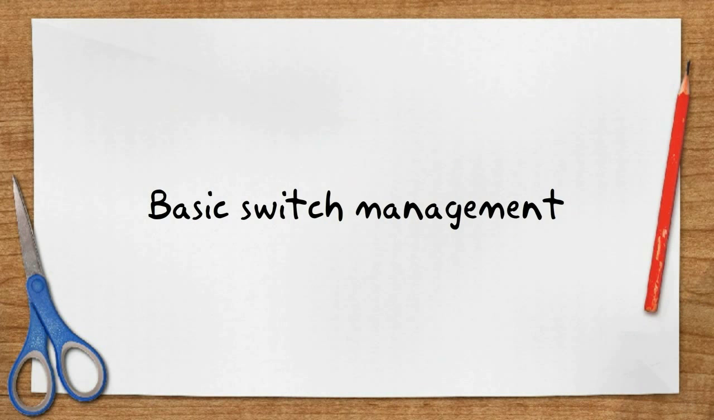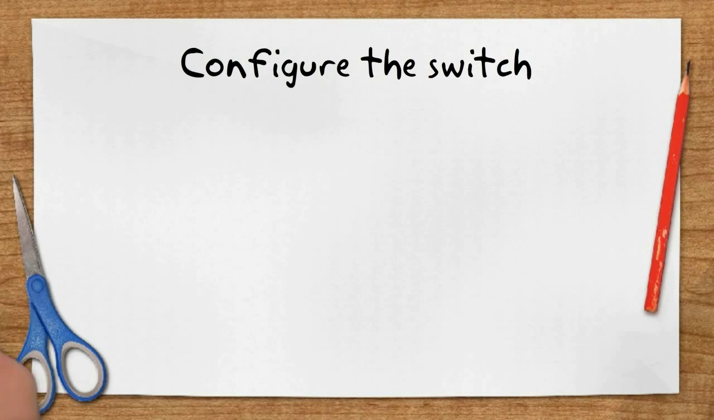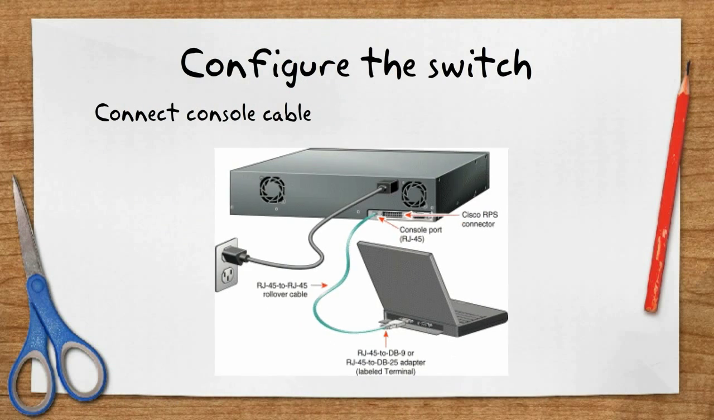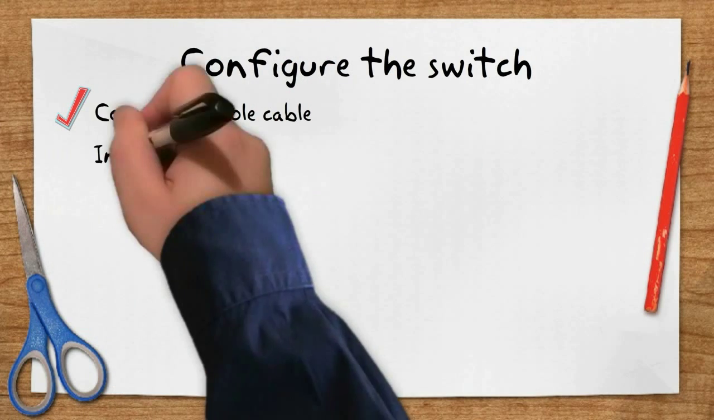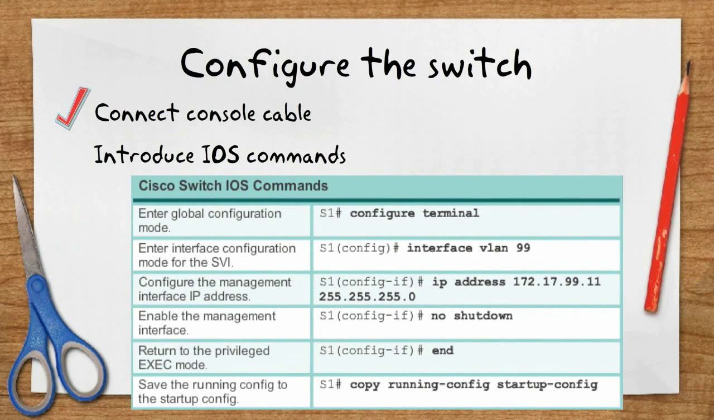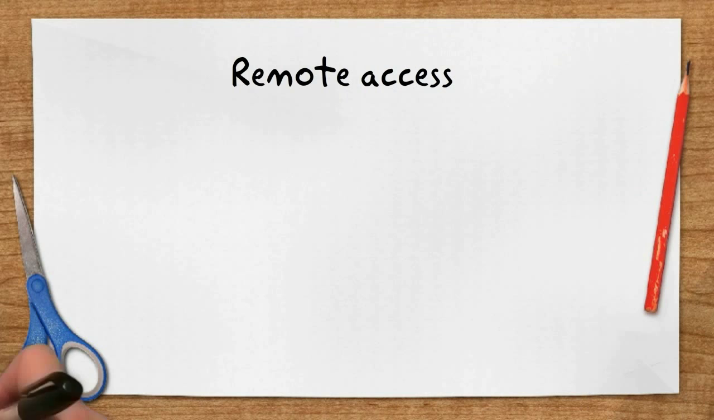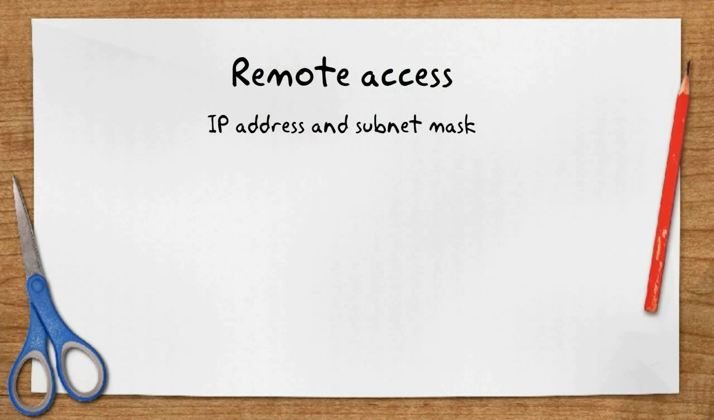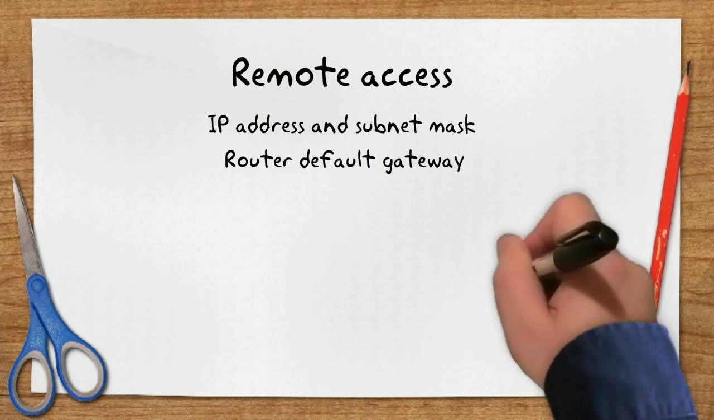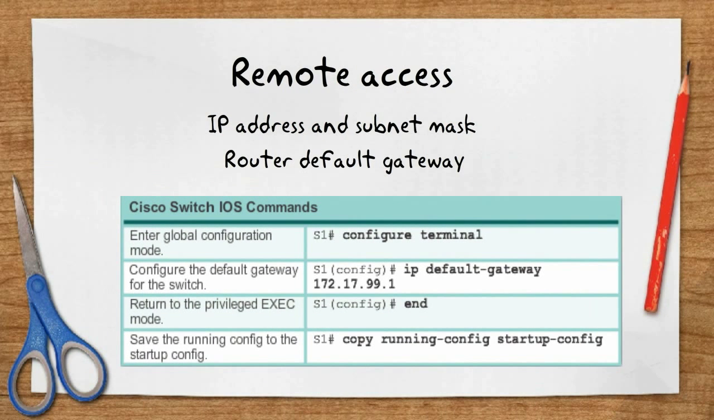Now we are ready for preparing the basic switch management. To configure the switch, first we must connect to it through the console cable, and then we can introduce the IOS commands. For remote access, the switch must have an IP address with its subnet mask, and to connect to it from a different network, we must assign it a default gateway.